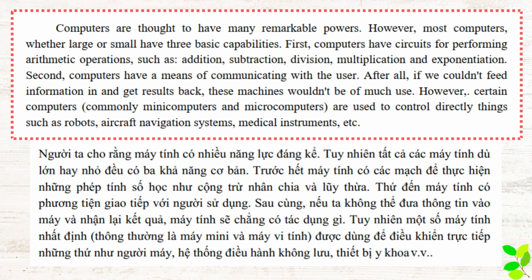Second, computers have a means of communicating with the user. After all, if we couldn't feed information in and get results back, these machines wouldn't be of much use. However, certain computers are used to control directly things such as robots, aircraft navigation systems, medical instruments, etc.